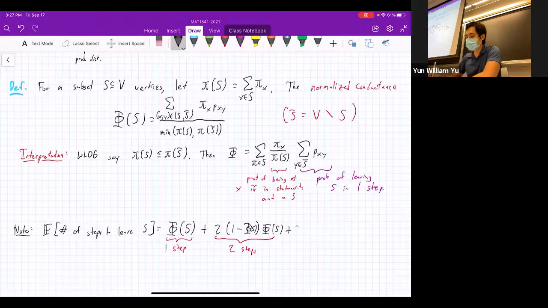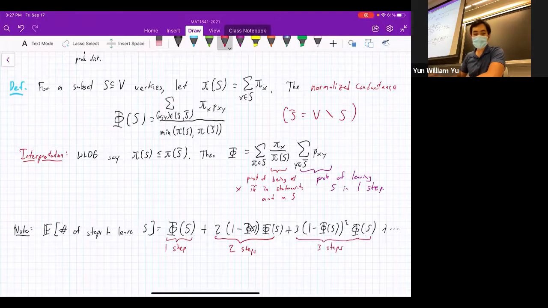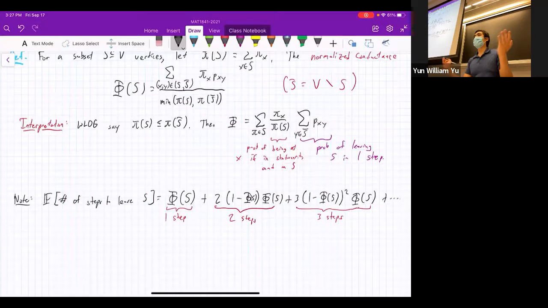And we can do the same for 3 steps. So 3 steps, 1 minus phi of S, and here we square it because you have to stay the first 2 steps, and then you're leaving in the 3rd step, and so on. So you get some infinite sum. And well, we know how to work with infinite sums. This is stuff that I teach my calculus 2 students.